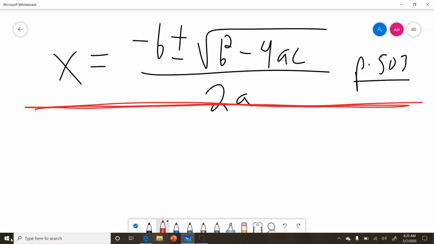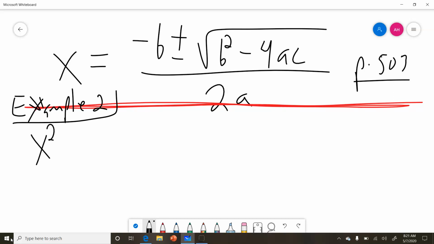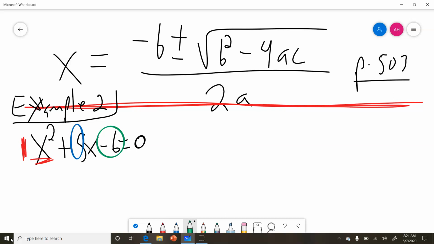Okay, so let's say they give us this one. This is example 2 on page 503, if you're following along. They give us x squared plus 5x minus 6 equals 0. Now I just take these. Remember, which one is A? A is in front of the what? So A in this case is 1. That makes it very easy. B in this case is 5. And C in this case is negative 6.